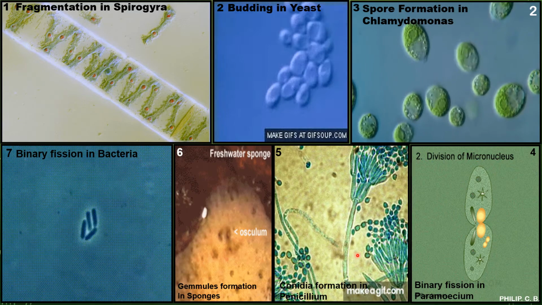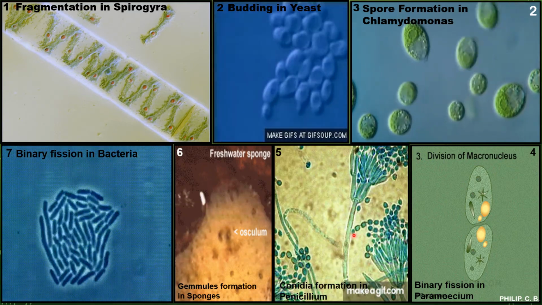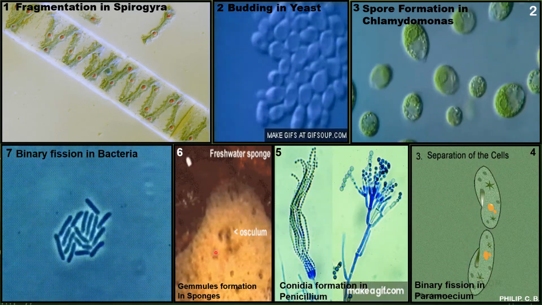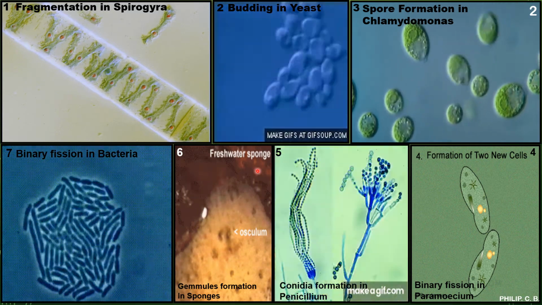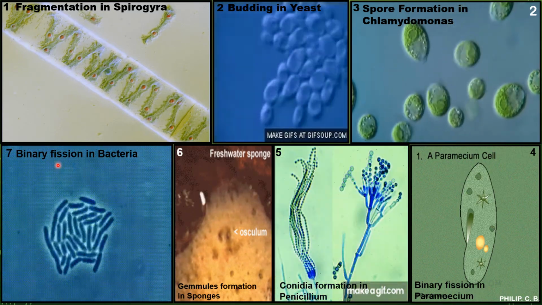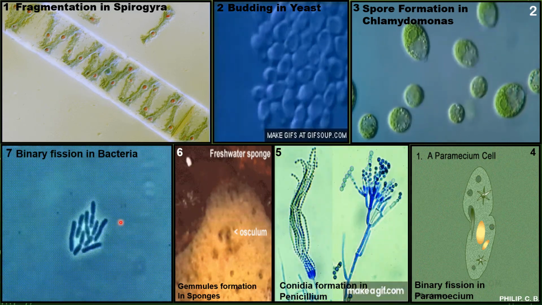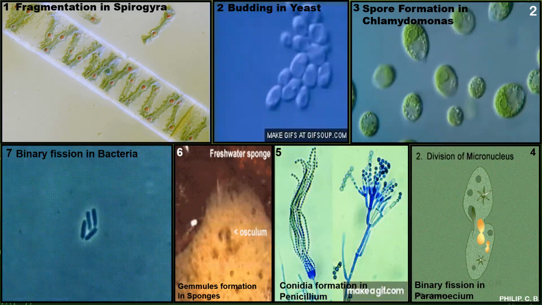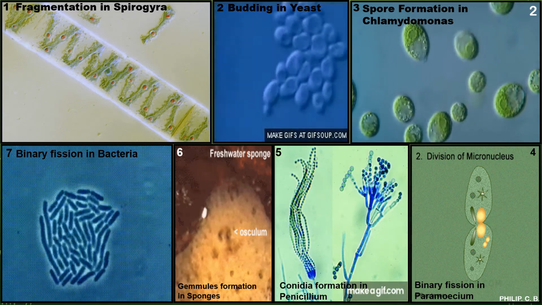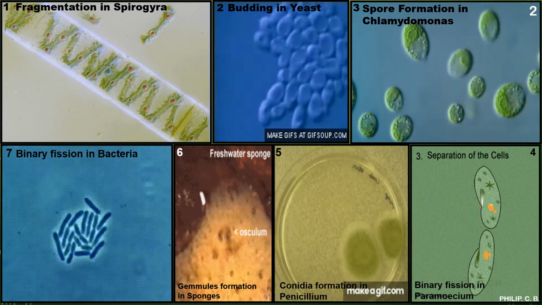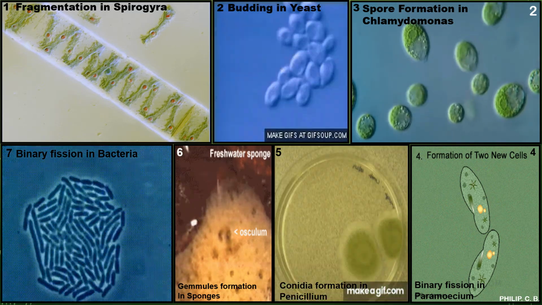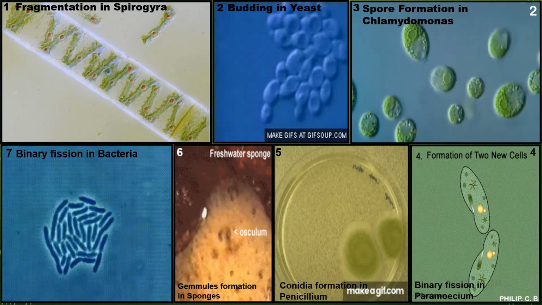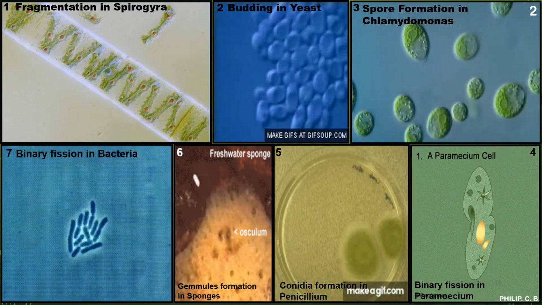Fifth, conidia formation in Penicillium. Sixth, gemmules formation in sponges, that is freshwater sponge. And seven, binary fission in bacteria. So these are some of the types, or you can say 7 types, which I have put the animation images for an understanding of how the reproduction takes place in the lower animals.